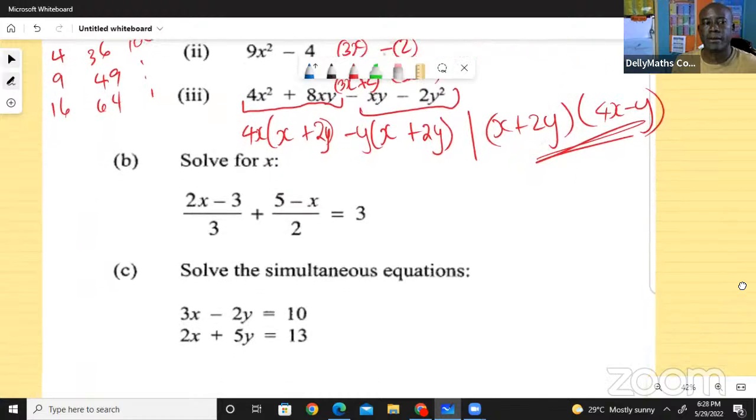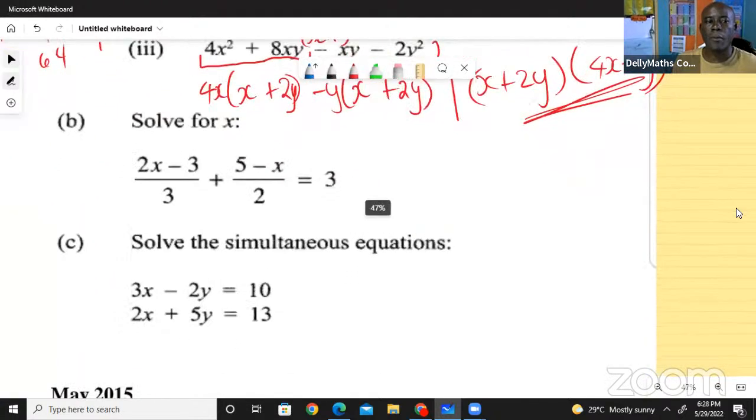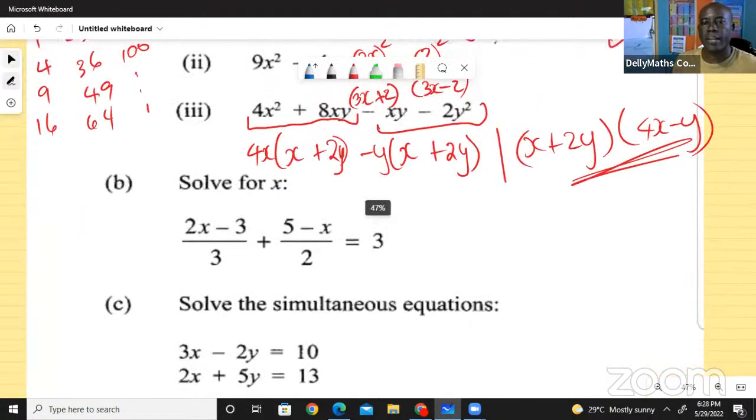All right. These questions come at number 2, though. They are coming at number 2 every year. You'll see them at number 2. Yeah. So coming at number 2.